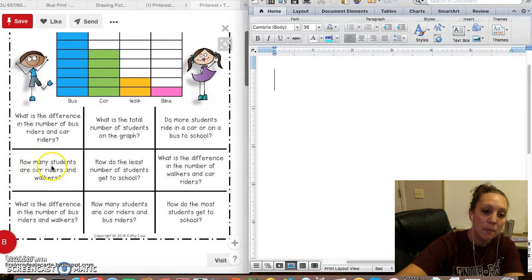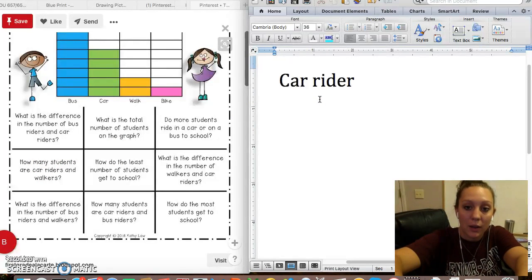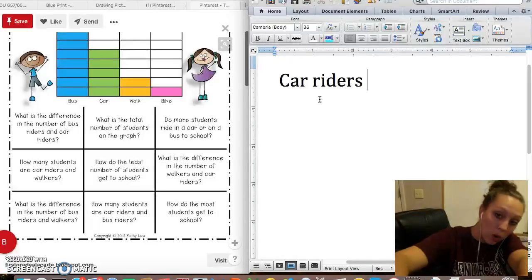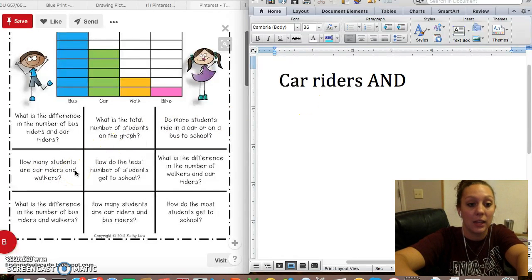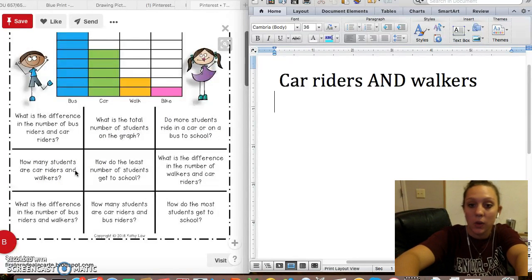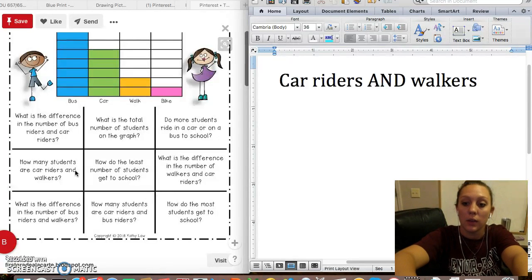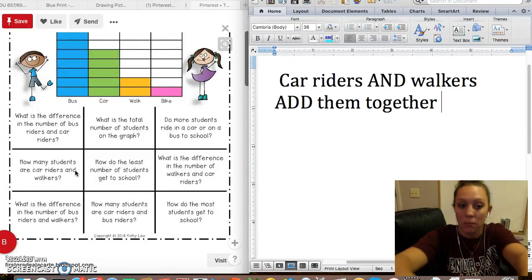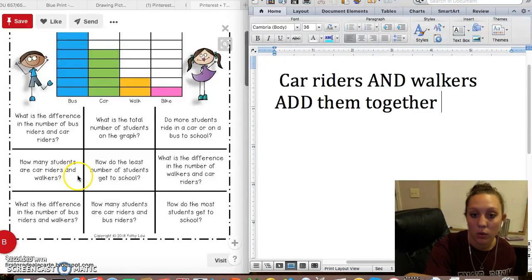Next one. How many students are car riders and walkers? So we have car riders. Is it just car riders? No. Is it just walkers? No. It is car riders and walkers. So are we going to add those together or are we going to subtract those? Right? We are going to add them together because it wants to know how many are car riders and walkers.